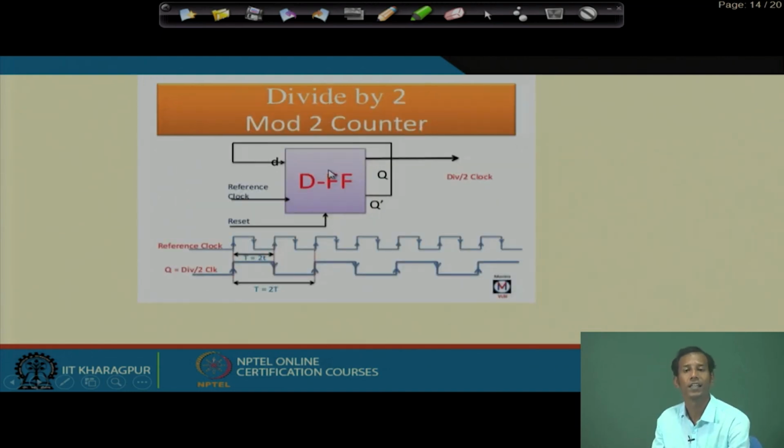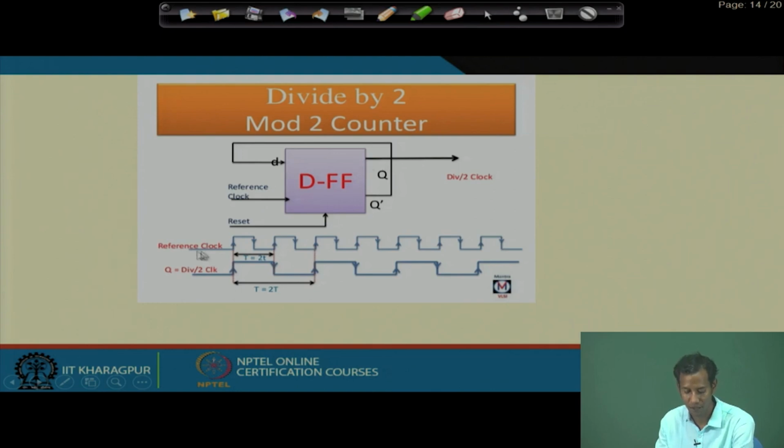Only by that means, with one single D flip flop, you can make the divide by 2 clock generator, which is nothing but a mod 2 counter. So, what is that? The Q bar is basically input to the D. So, this is the reference clock.